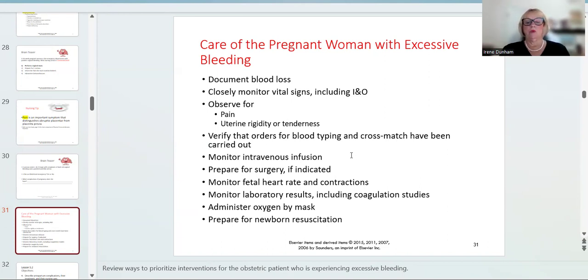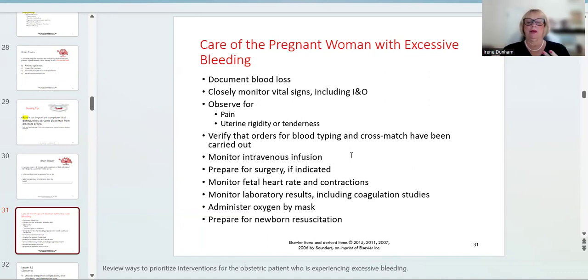If she's still pregnant, we're always going to monitor fetal heart rate and contractions. Anyone with excessive bleeding, because when she has contractions, it'll make her bleed more. So if she's a placenta previa and comes in having contractions, we want to stop those contractions. We're not going to have her in labor, because contractions would cause her to bleed.